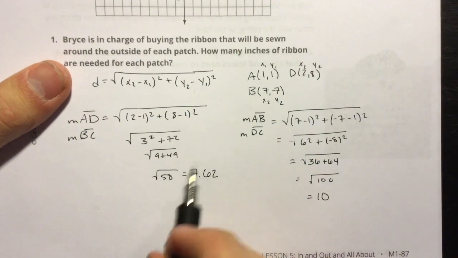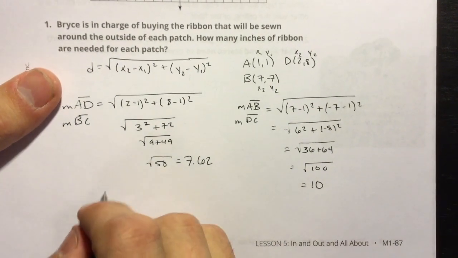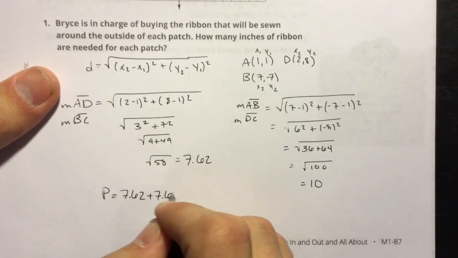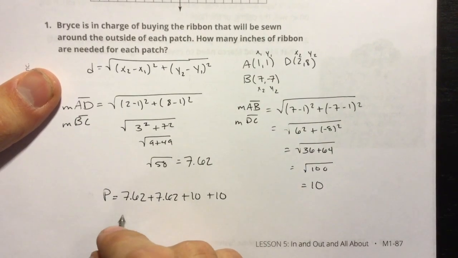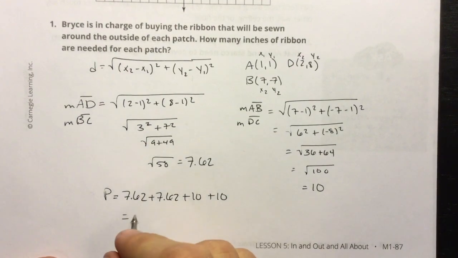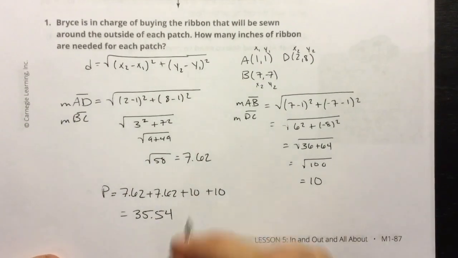So we have 2 sides with side length 7.62 and 2 sides with side length 10. For our perimeter, we're going to go 7.62 plus 7.62 plus 10 plus 10. So that is going to be equal to, sorry, I was trying to do some mental math, but I could not quite do it. So 7.62 plus 7.62 is 15.24, and then plus 20 more is going to be 35.24 there. And this was in inches.